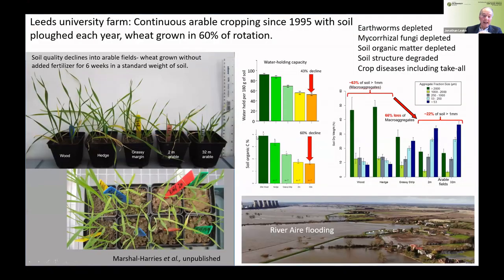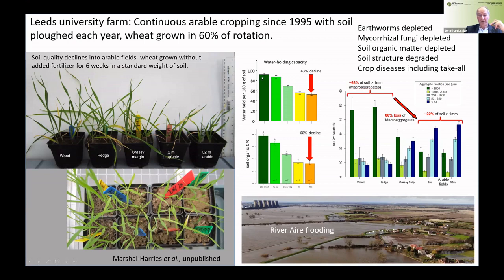So I suppose our starting point was actually looking at the extent to which intensive arable cropping was causing soil degradation. And the simple way of looking at this initially was to take a standard weight of soil and grow wheat in it, just watered with standard tap water, no nutrients added, and looking at what happened. And when we looked down into these soils, we could see straight away they were very different in structure and enormously different in function, as you can see from the response of the wheat plants.